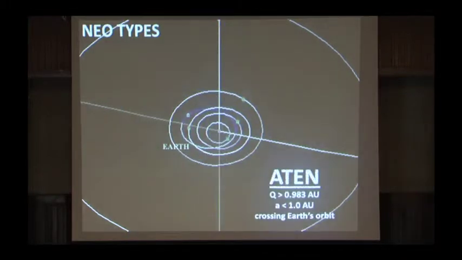And finally, the third type is an Aten-type asteroid. Again, it crosses Earth's orbit, but now you can see that it spends most of its time inside the Earth's orbit. Okay, so there's slightly different definitions for these three different types of near-Earth objects.